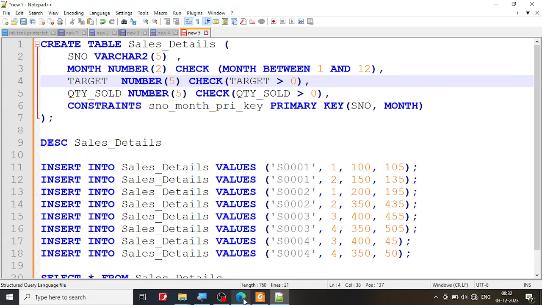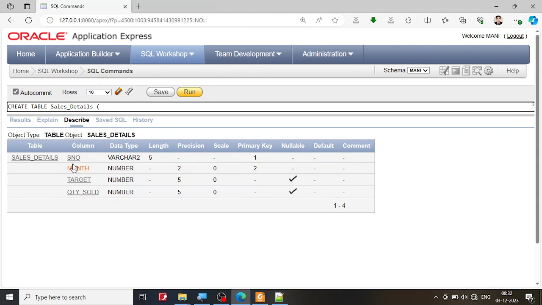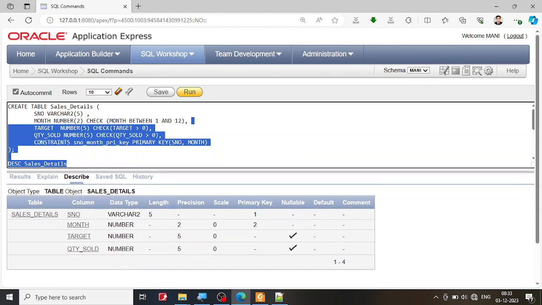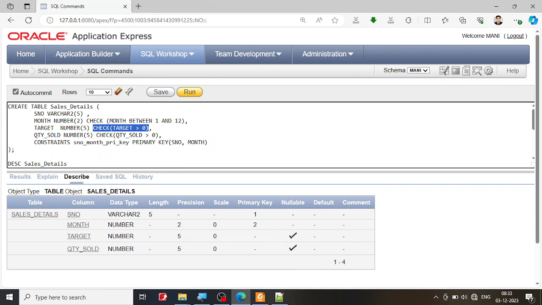However, if you look at this particular table over here, the serial number and month are not nullable. The reason is they are part of the primary key. When you give something to Oracle, or any database for that matter, and you say it is a primary key, it is assumed that it is not null. But when you put a constraint like a check constraint, that does not mean that the field cannot accept the null value.